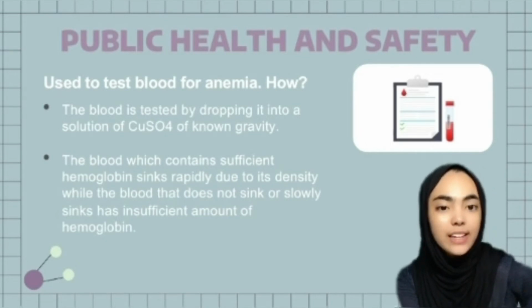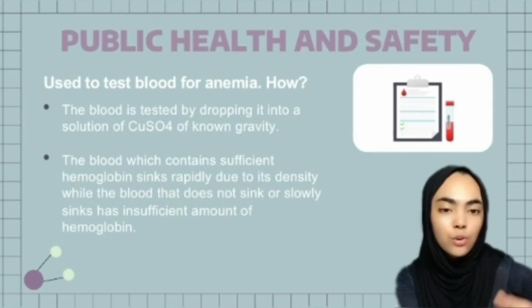Okay, so this is the last one under public health and safety, where copper sulfate is used to test the blood for anemia. Anemia is a condition where you don't have enough red blood cells, which results in a lack of oxygen in the body. So how does it work?